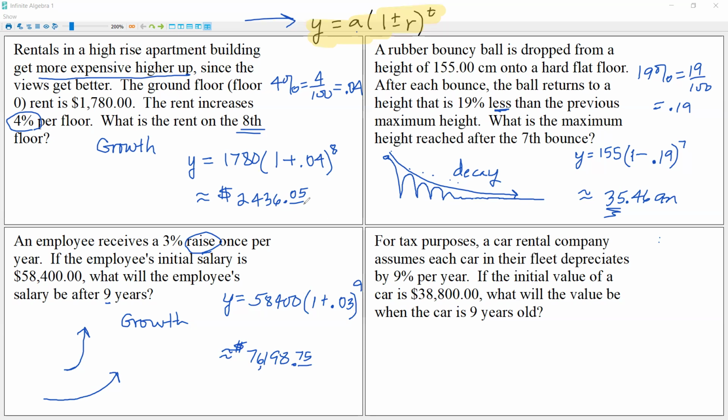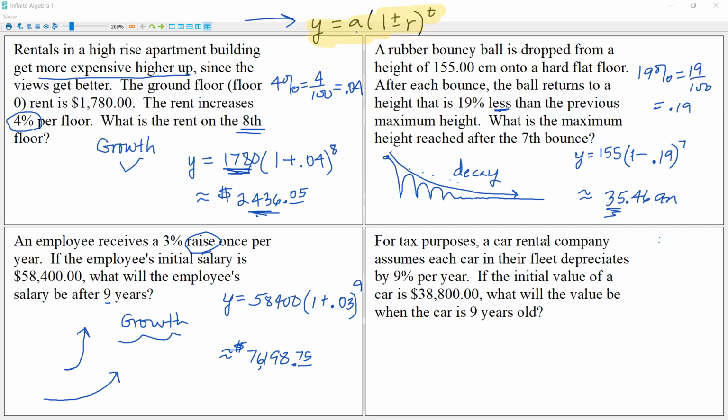And each time ask yourself, did my starting amount and my ending amount make sense? If I started at 1780 back here on number 1 and it's growing, the rent's going up, an answer of 2436 makes sense. If I'd gotten an answer like $500, that would not make sense. That's not increasing as you go up to a higher floor. They started out making 58,400. It's a growth. So making $76,198 makes sense in that it has grown. It has gotten to be a bigger salary.